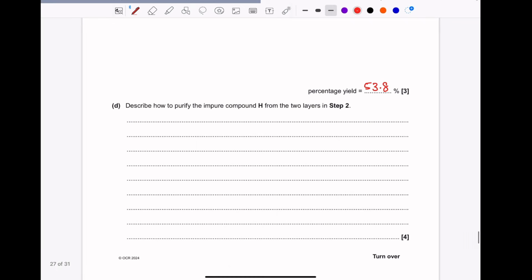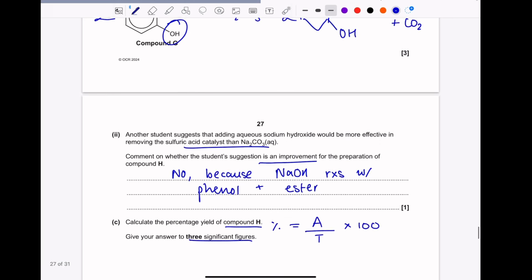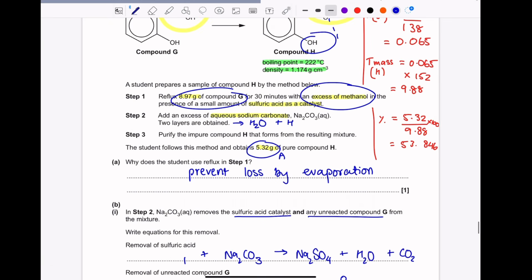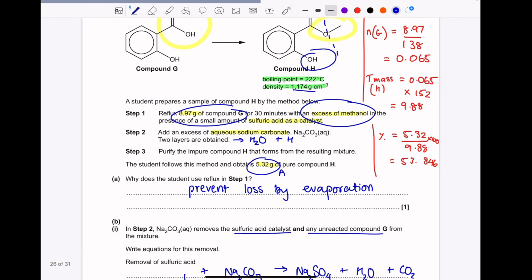Then for question part D, that is to describe how to purify impure compound H that forms in the 2 layers of step 2. Like we analyzed earlier, the 2 layers would be water and compound H. Now, we have been shown the density of H, and that seems to be higher than water. So within the 2 layers, H would be in the bottom layer. So what you'd want to do is put this into a separating funnel, allow the 2 layers to separate, and compound H would be in the bottom layer. Then you'd open up the tap and collect out compound H.